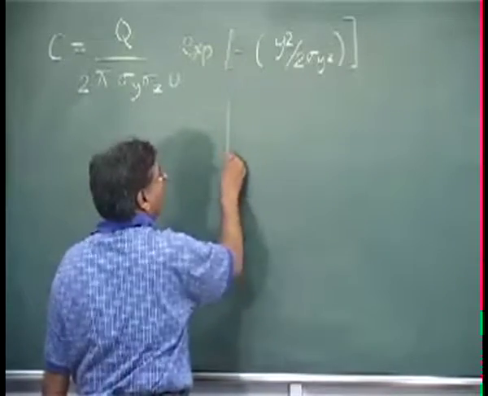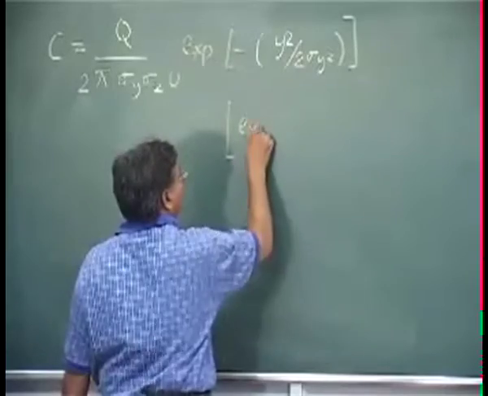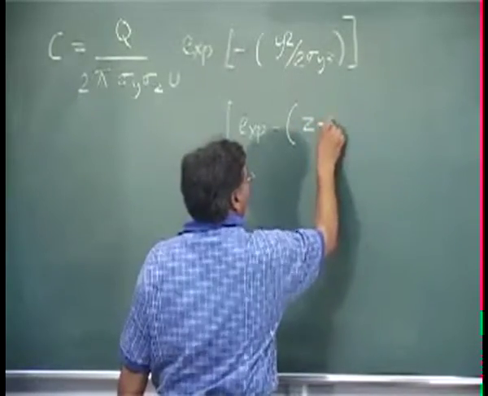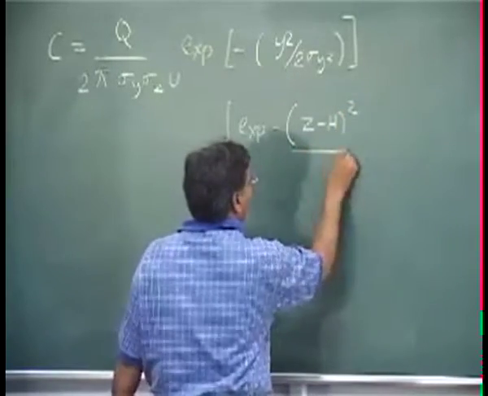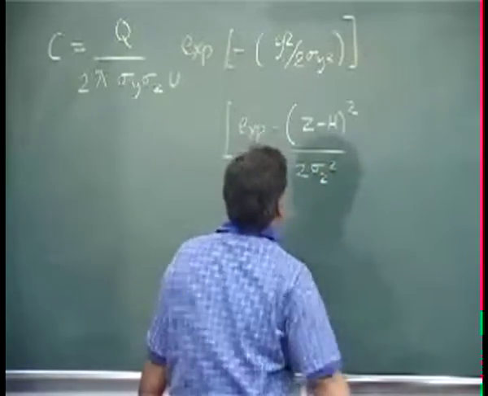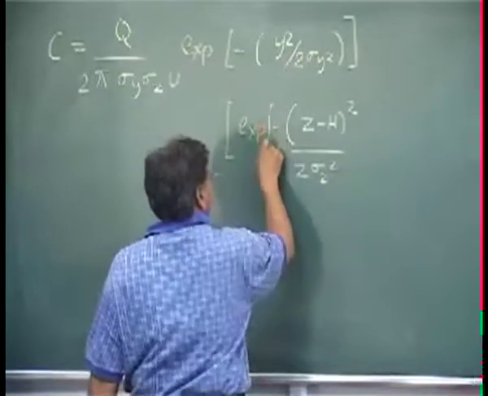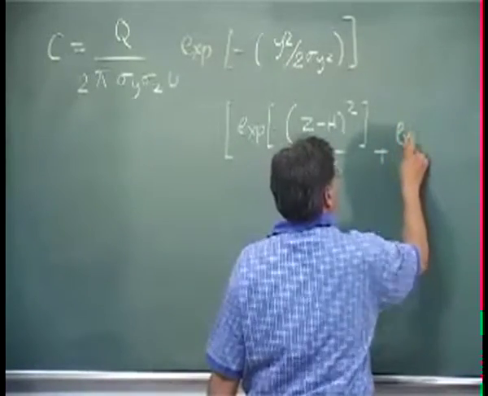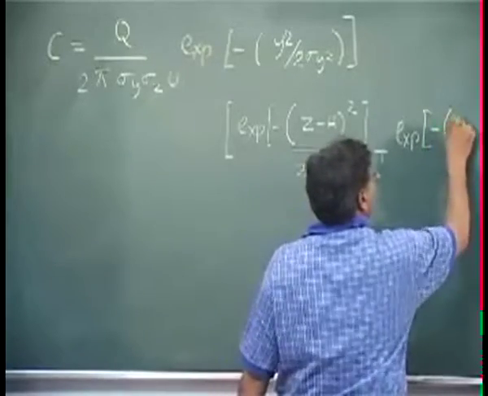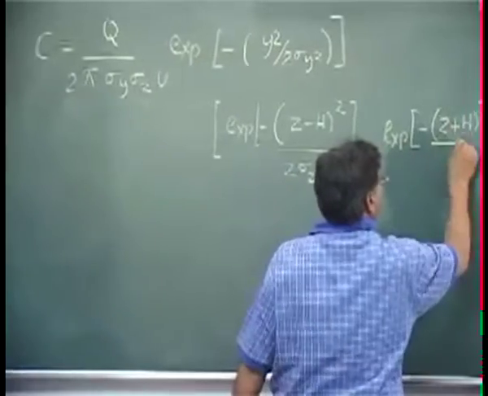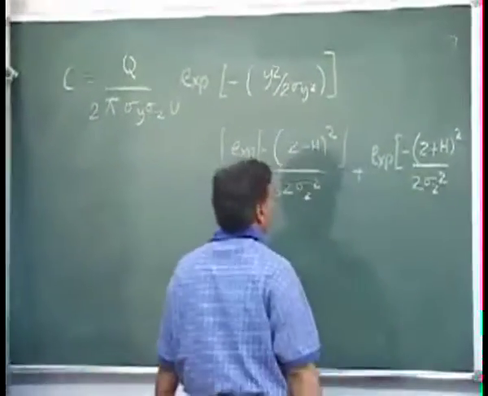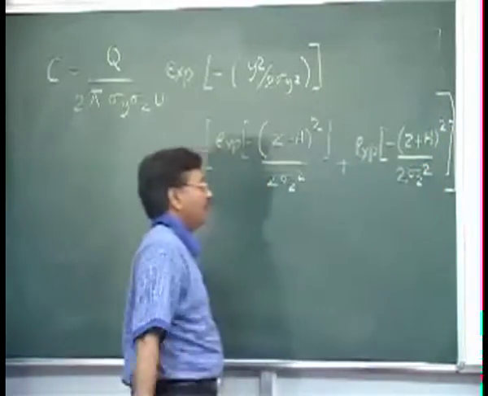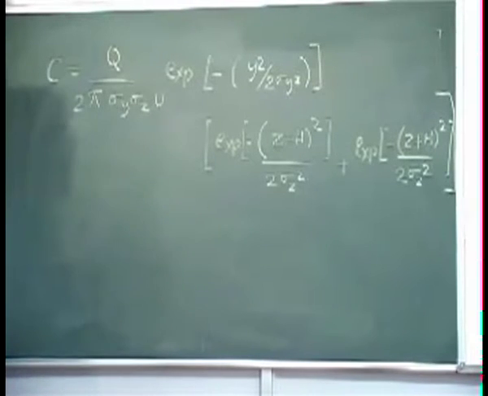Okay, then a large bracket, exponential minus z minus h whole square by 2 sigma z square, plus exponential minus z plus h whole square by 2 sigma z square, close this one, okay, and close. Okay, you can work out and see if you are getting the same thing as I would get.